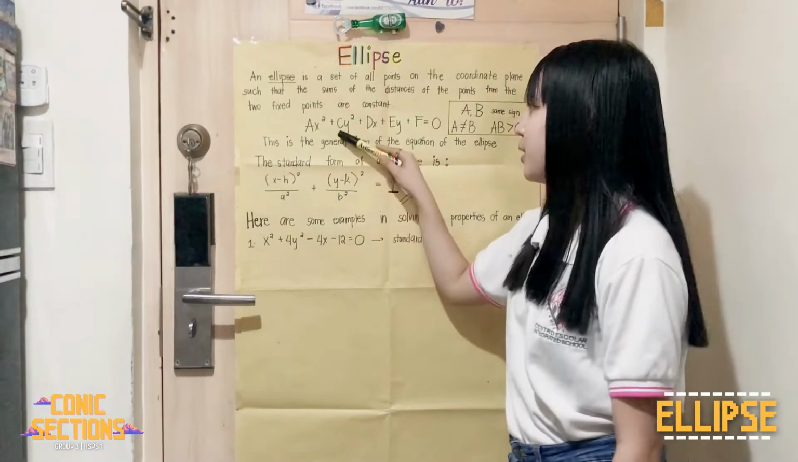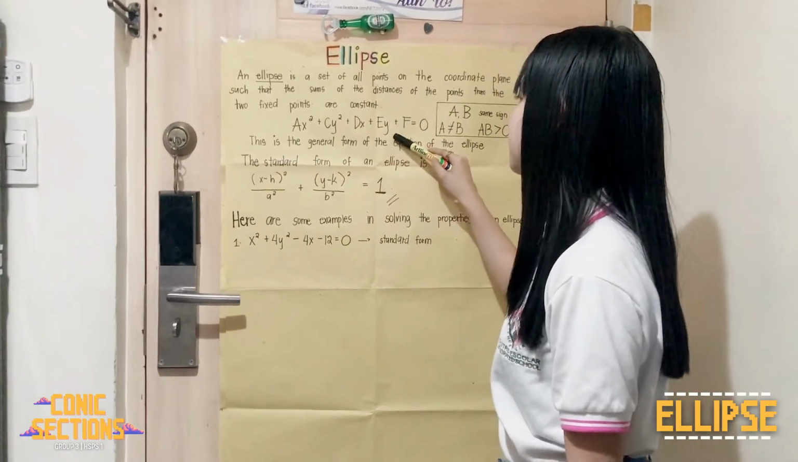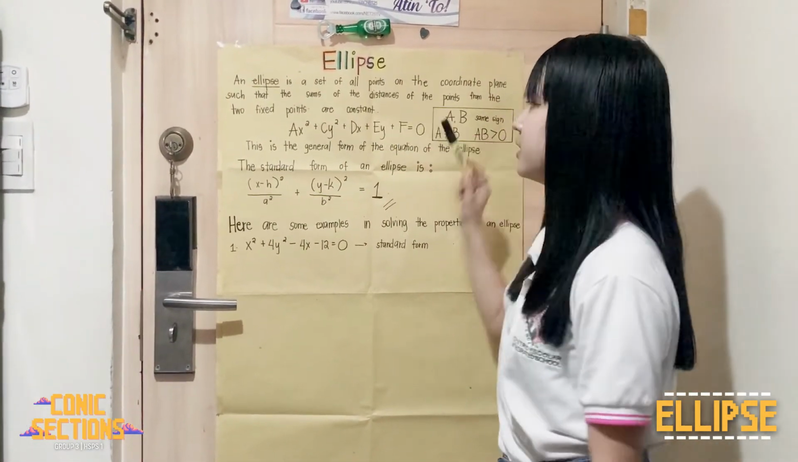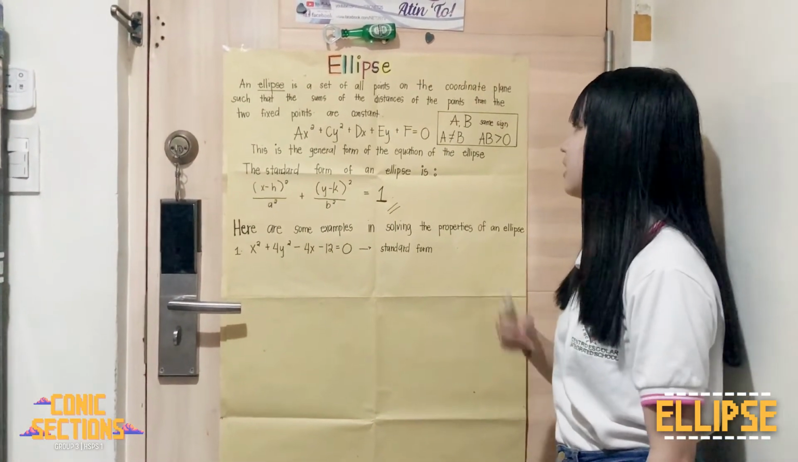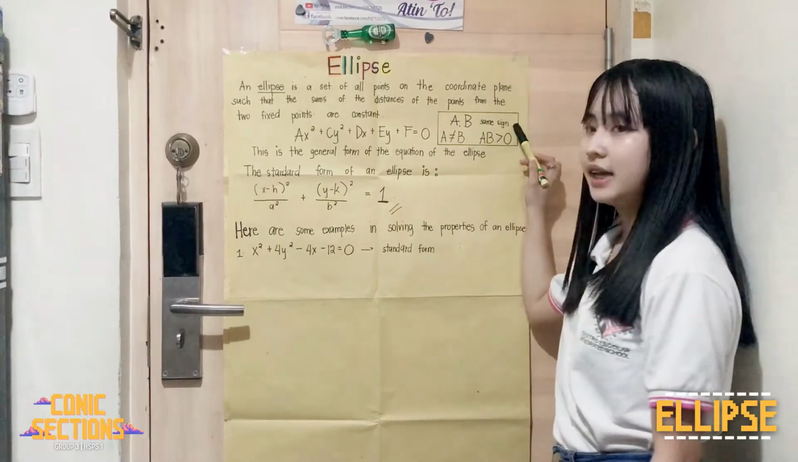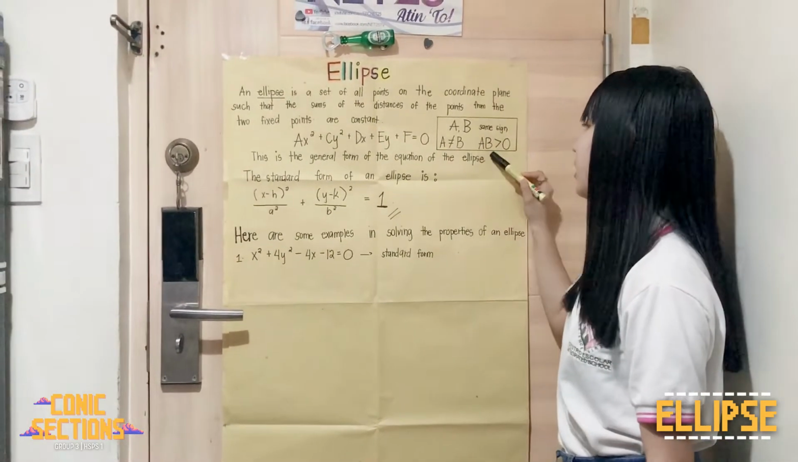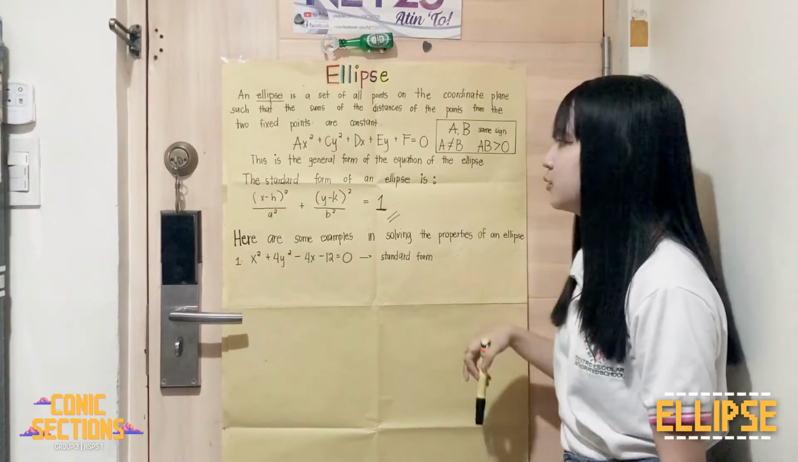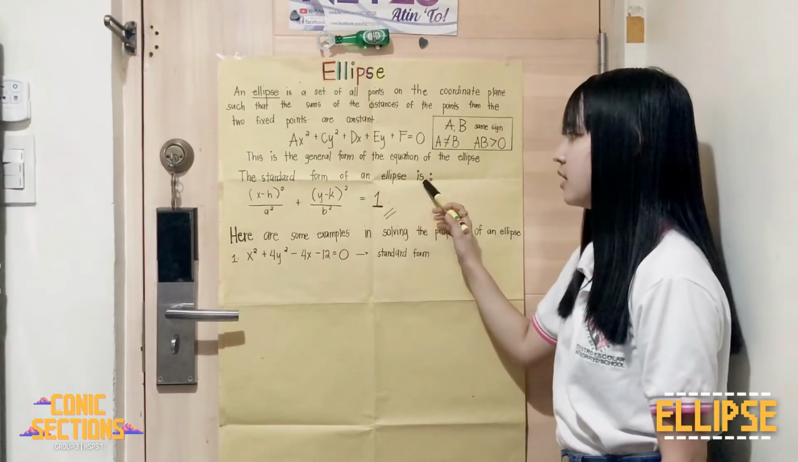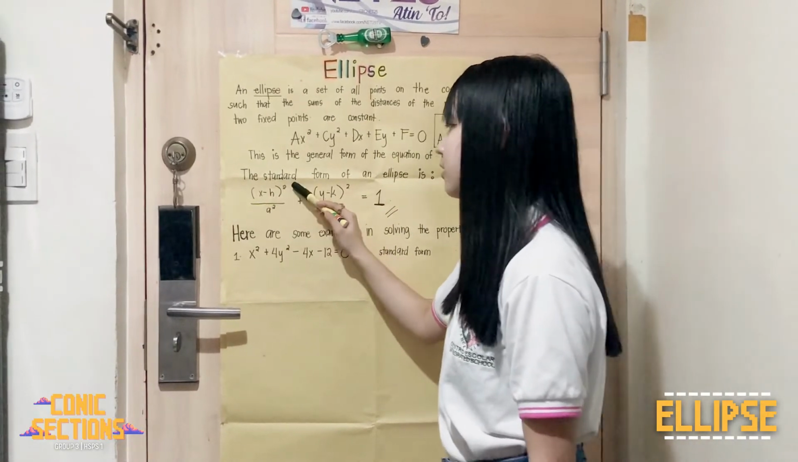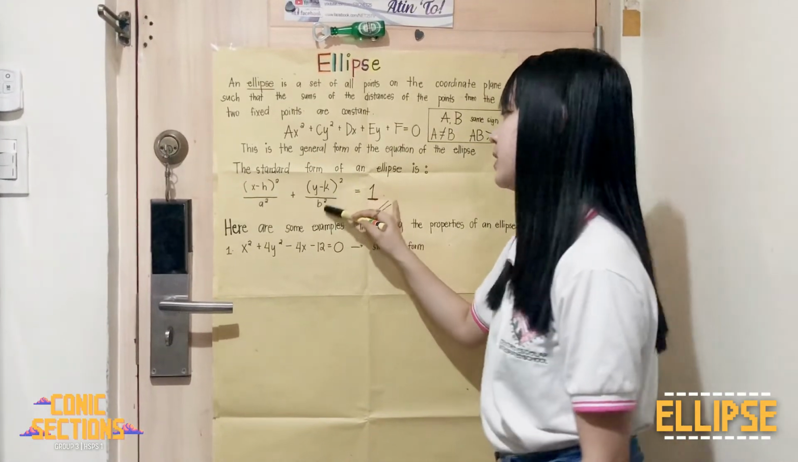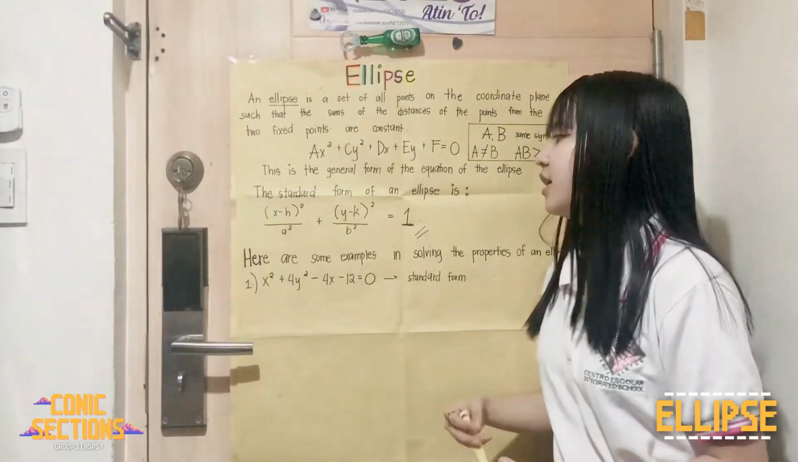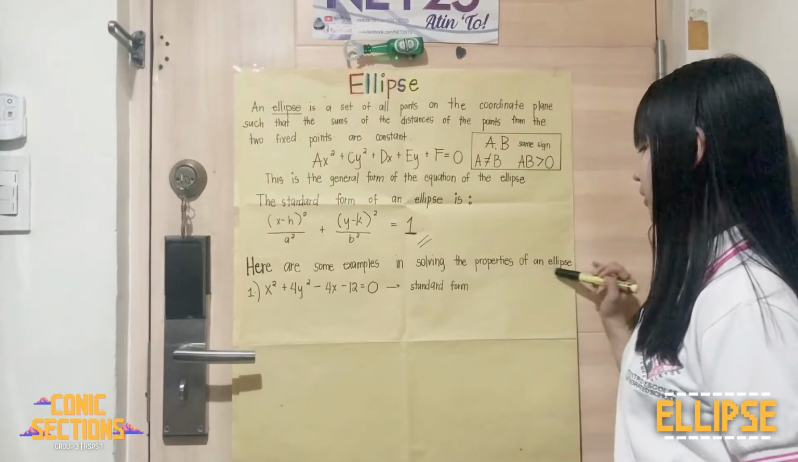So Ax squared plus Cy squared plus Dx plus Ey plus F equals 0 is the general form of the ellipse. We can identify this as an ellipse if A and C have the same sign, A and C are not equal, and A and C are greater than 0. The standard form of an ellipse is (x minus h) squared over a squared plus (y minus k) squared over b squared equals 1. Here are some examples in solving the properties of an ellipse.